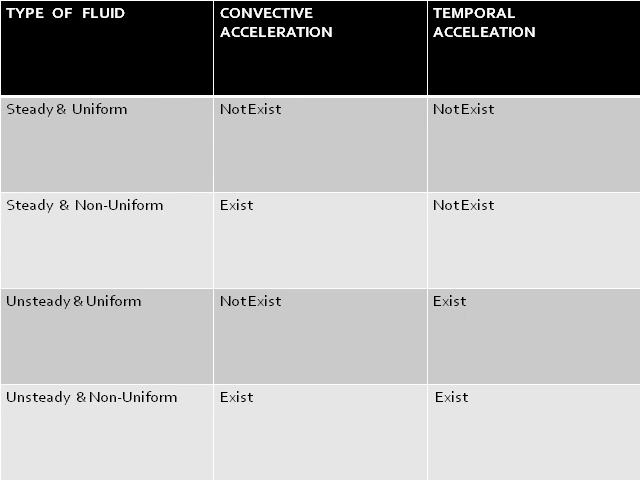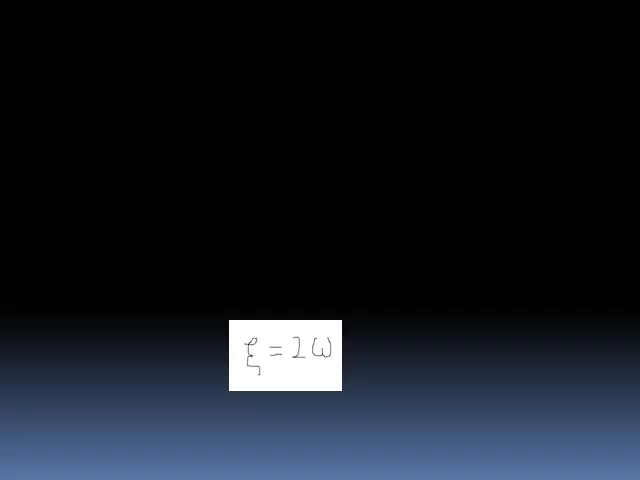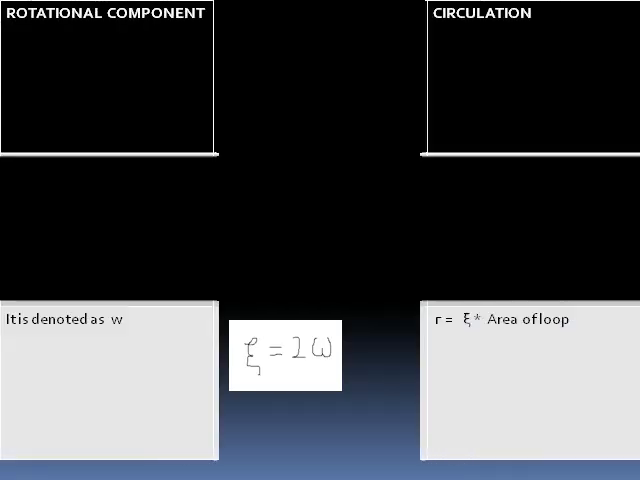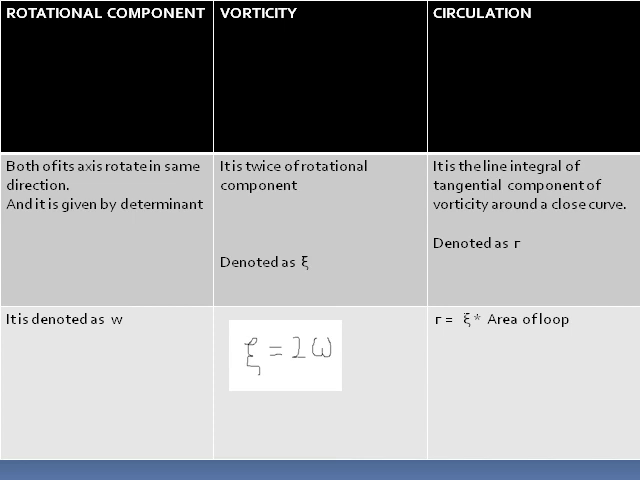Temporal acceleration only exists if there is unsteady motion. And convective acceleration exists if the motion is steady and non-uniform, and if the motion is unsteady and uniform. You can see the chart properly and thoroughly. Now let's talk about the rotational component, vorticity and circulation.